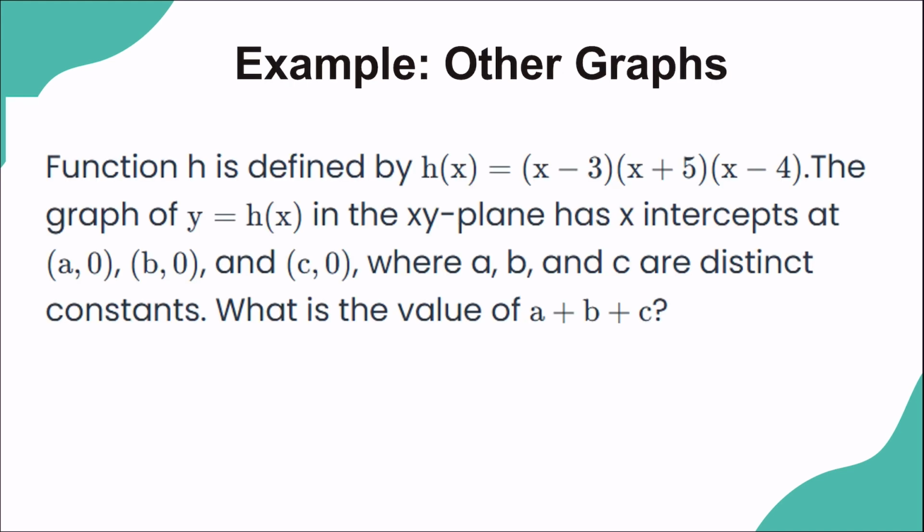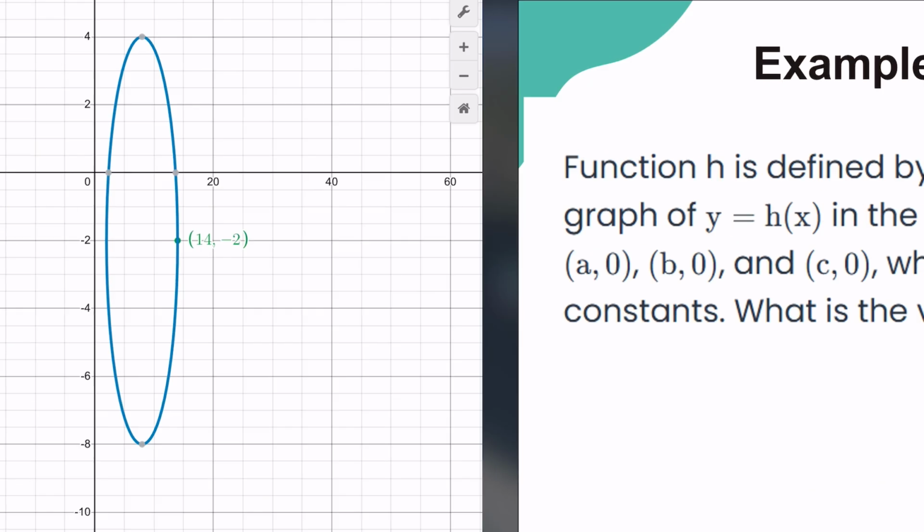Starting with the cubic, we have function h is defined by this function, and the graph y equals h of x is in the xy plane and has x-intercepts at (a, 0), (b, 0), (c, 0), where these are distinct constants, and it's asking us what a plus b plus c is going to be. So like we've done with our other questions, I'm going to start by just graphing this one exactly how they give it to us.